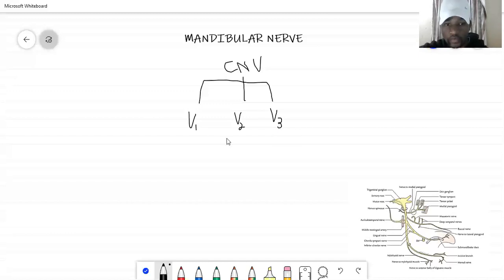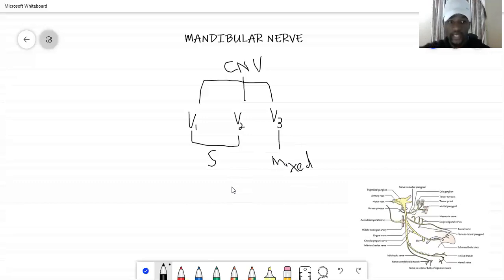So what you have to bear in mind and remember before you can even start is that your ophthalmic division and your maxillary division are both purely sensory. There's nothing to do with motor. But when it comes to your mandibular, it is mixed, right? Since it is mixed, it means that it contains both sensory and motor.